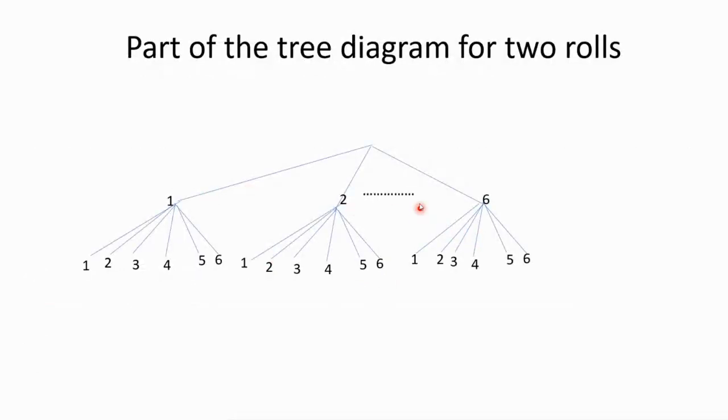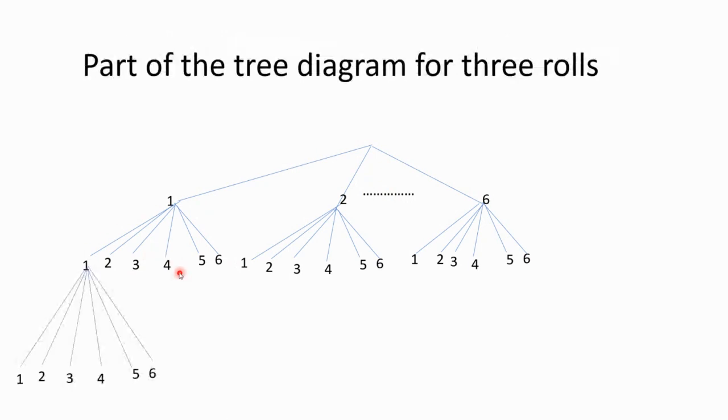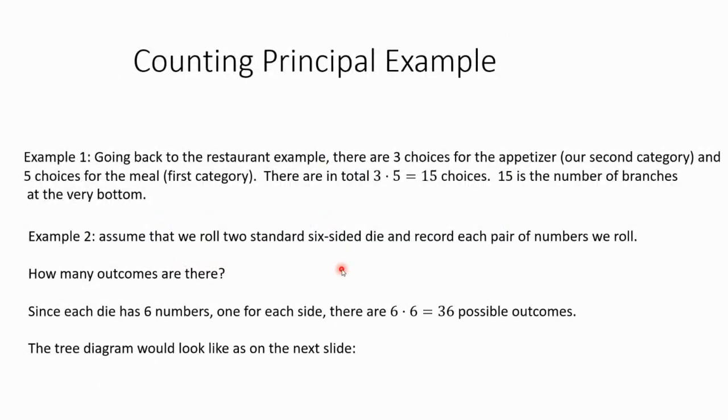This is what I did here. Well, part of it, at least. For the first roll, you have 1, 2, and then you keep on going till you get the 6. And then from the second die, or the second roll, that is, you have another 6 choices. And altogether, then, you would have 6 times 6, which is 36 choices.